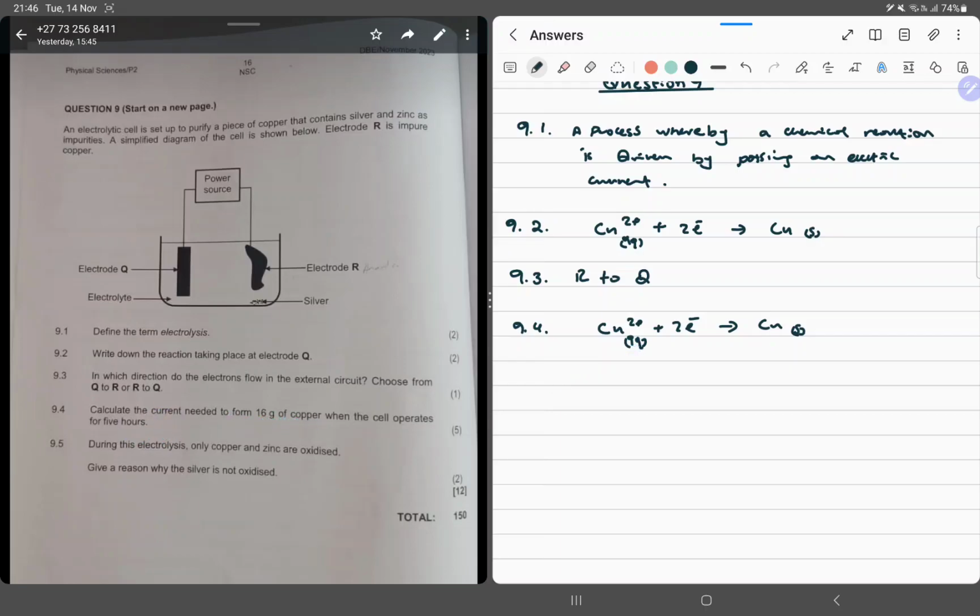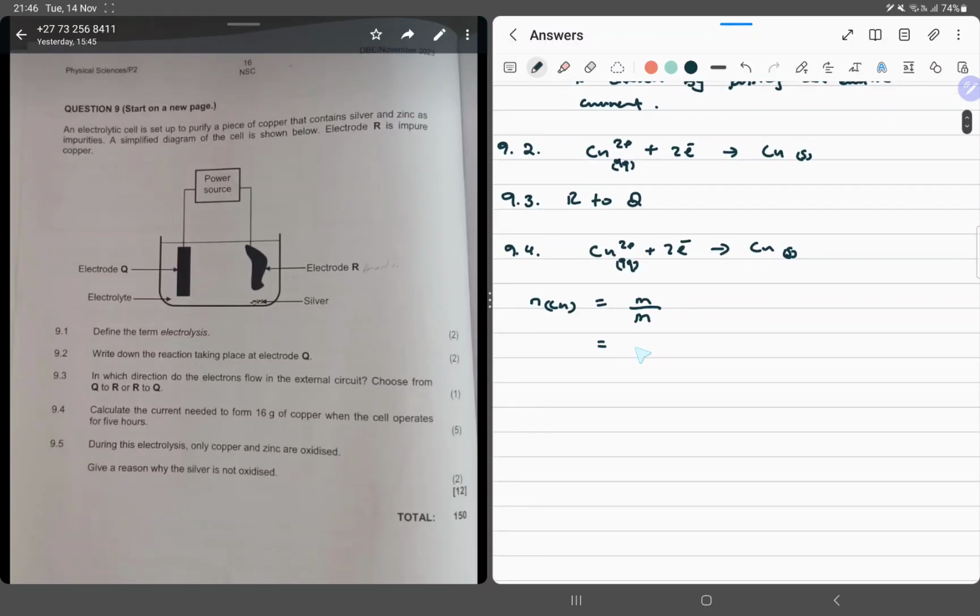But now we want to know the current that is needed. And we are told 16 grams of copper were deposited. So what does that mean? This means that the number of moles of copper deposited is going to be the mass of copper over the molar mass of copper. So that gives us 16 grams divided by, let me just check on my periodic table, because this paper was shared to me, so I don't have that. So it's 63.5. So the molar mass is 63.5 grams per mole.